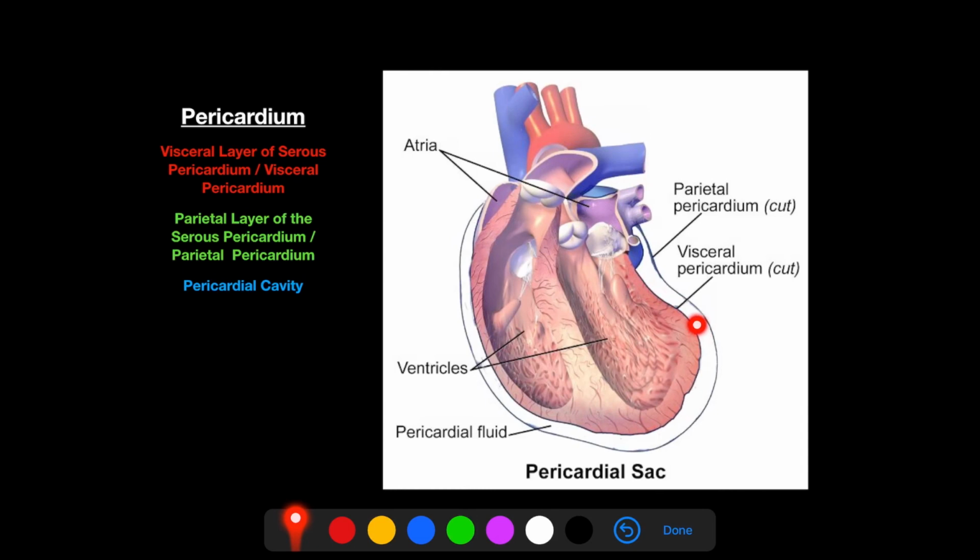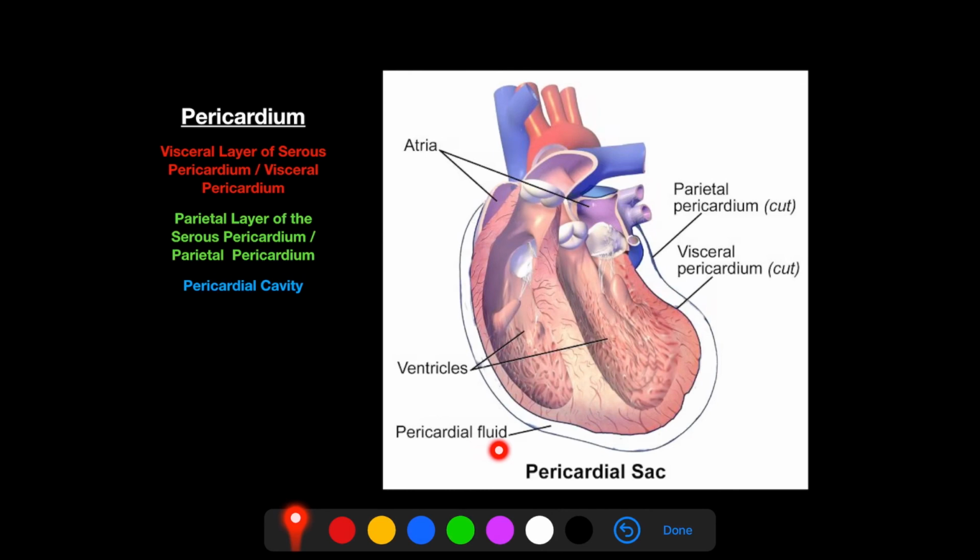Now, external to the visceral layer of the serous pericardium, we have this other layer, and this is the more external layer of the pericardium, and this is called the parietal layer of the serous pericardium, or you can just call it parietal pericardium. And between the visceral pericardium and the parietal pericardium, we have this space right here, and this space is called the pericardial cavity.